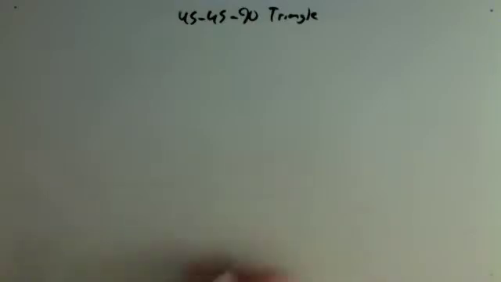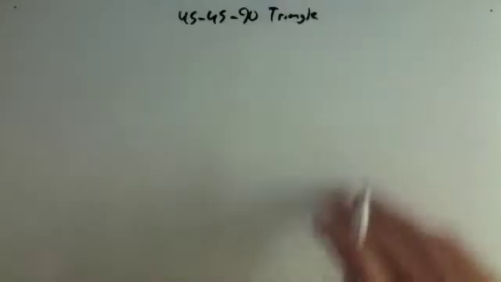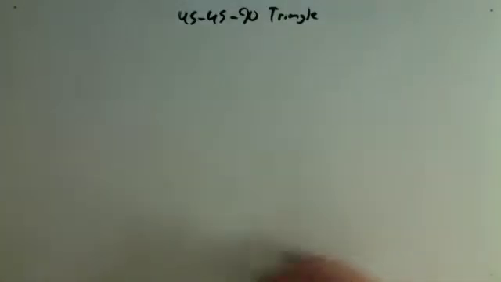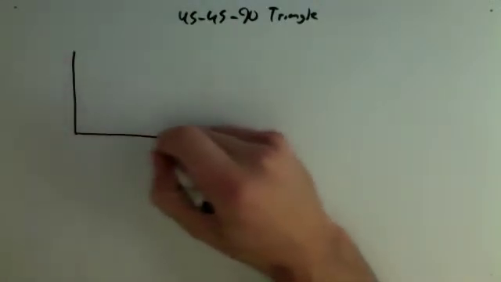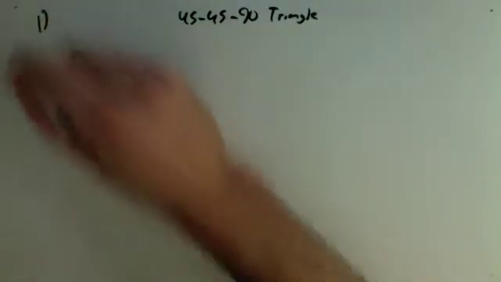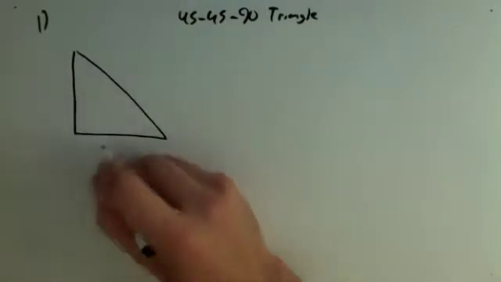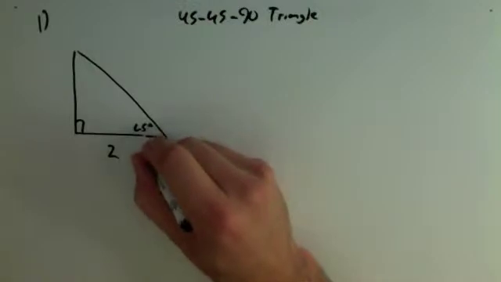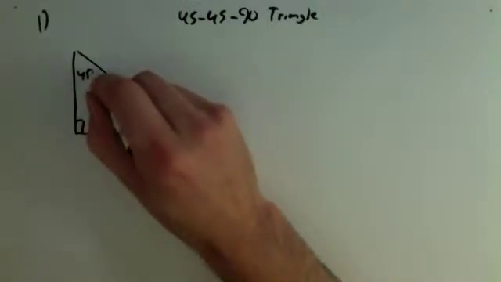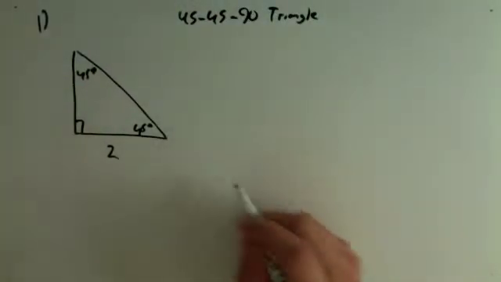This one's a little more simple, so we're actually going to skip the introduction to the steps. I'll just show you the two ways to do this. The first one is if you're given one of these sides, let's say this side's length is 2, and again, you know this is a 45, 45, 90 triangle. How do I solve for the rest of the side lengths?